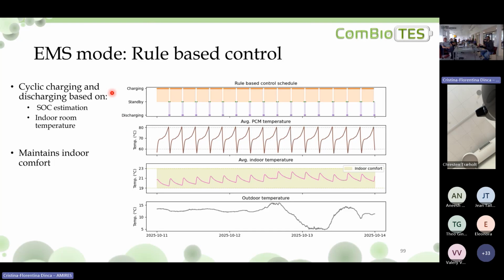In the EMS mode, first as a benchmark, we developed a rule-based control. The rule-based control is defined to operate in a cyclic charge discharge manner, but with the additional inputs of the indoor room temperatures, so that it is better able to manage indoor comfort. We observe the same charge discharge cycles as in offline mode, but because it has information about the indoor temperatures, it is able to schedule it to maintain indoor comfort within the building.